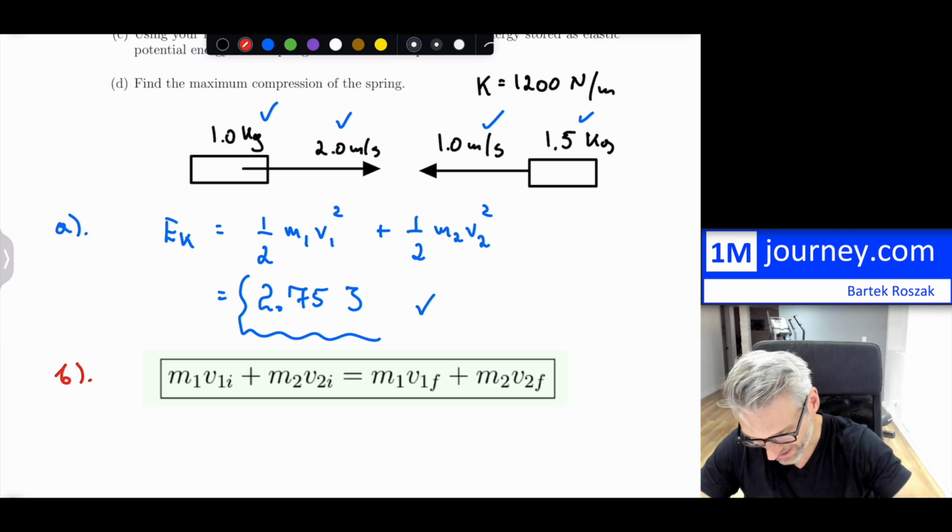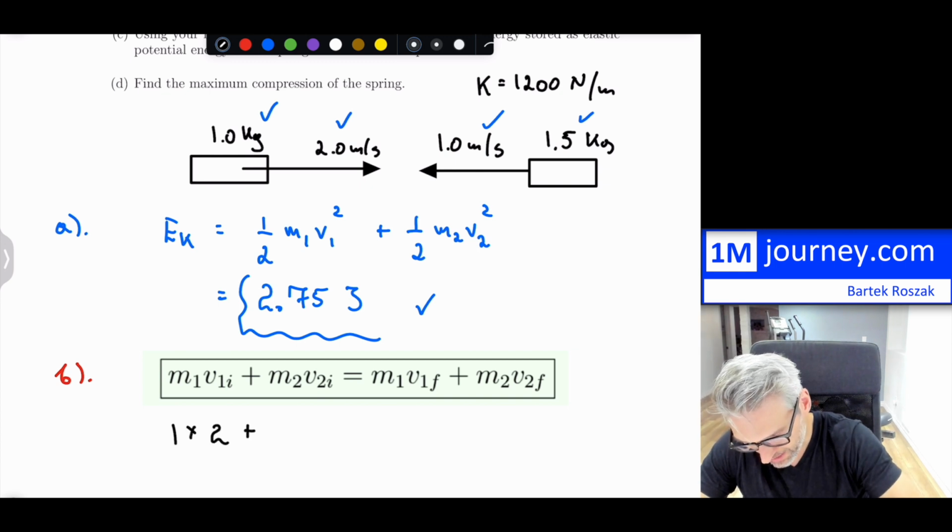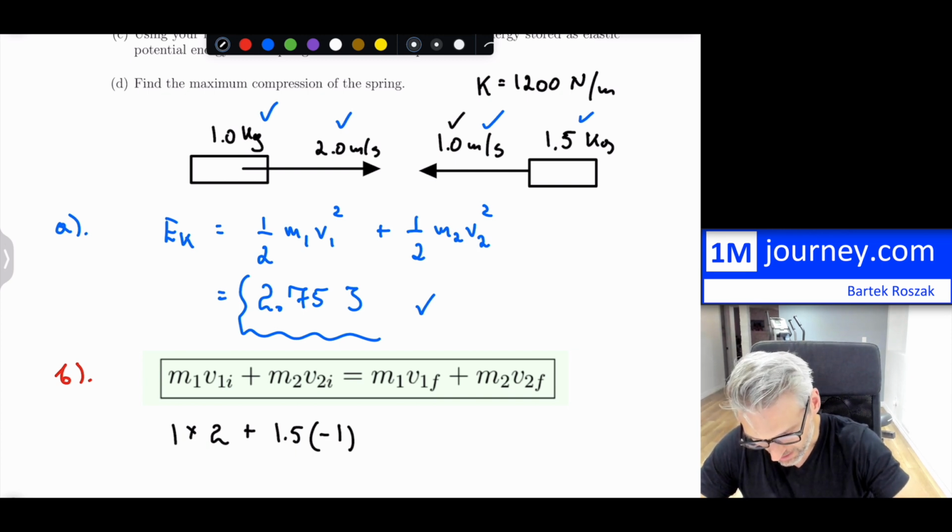All right, so magic. Okay, so now let's substitute all of these pieces of information in here. So mass 1, so this is going to be 1 times 2 plus, now be careful here with regards to the signs because these velocities do have a direction. This is going to be 1.5. Now this is to the left, so this is going to be minus 1. So that's the speed here. So I'm putting it minus 1 and the other one 2.